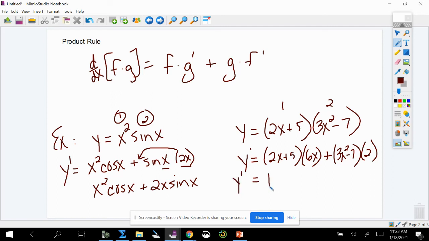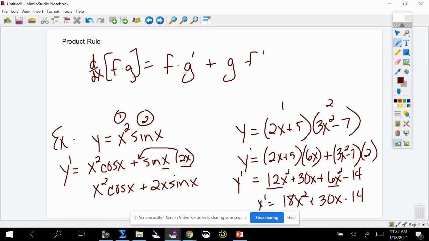So when I distribute, I get 12x squared plus 30x plus 6x squared minus 14. And then when I put my like terms together, I get 18x squared plus 30x minus 14. And this would be the same answer you would get had you decided to do the algebra in the beginning by FOILing it and then go through and derive each term one at a time. So that is your derivative. So that's your product rule.